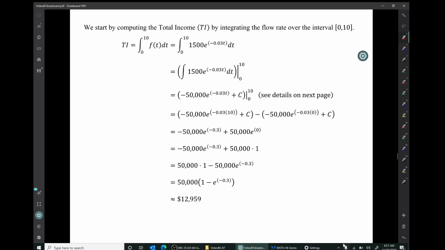We start by computing the total income by integrating the flow rate over the interval from 0 to 10. Here's the definite integral calculation. It's the usual messy calculation. I won't go through this because it's the same format of previous similar calculations. The result is the total income is $12,959. So that's that green portion of the money in the bucket.